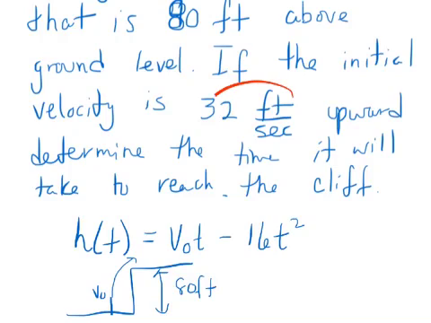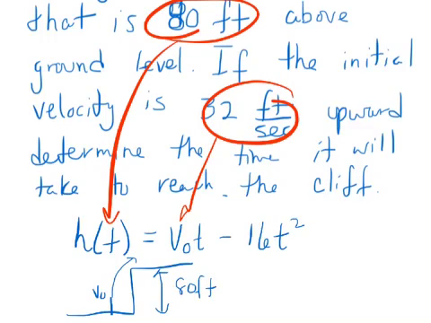So you're going to plug in this 32 right here. The height of the cliff is 80 positive. Plug it in here. It's a quadratic. Factor out a 16. 16 goes into all those numbers. Yes, it will factor out. Factor out your GCF of 16 and then solve.